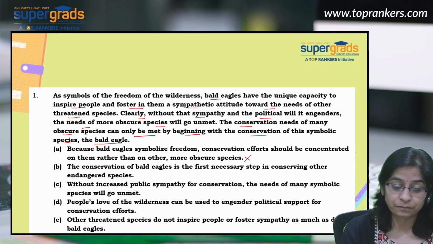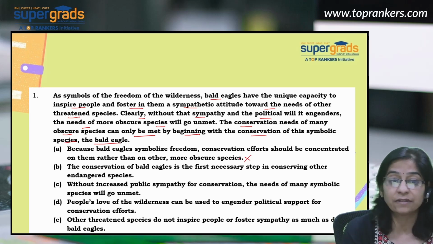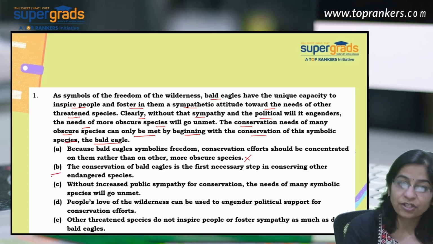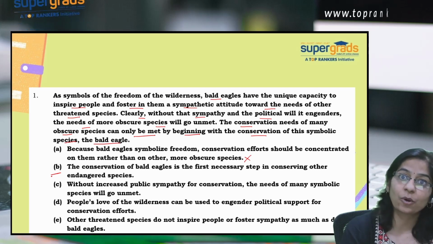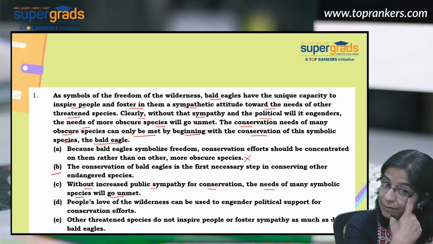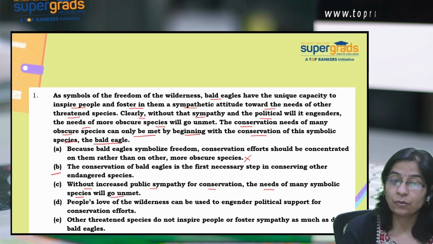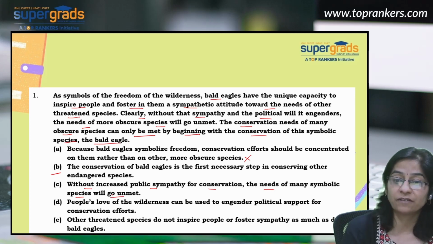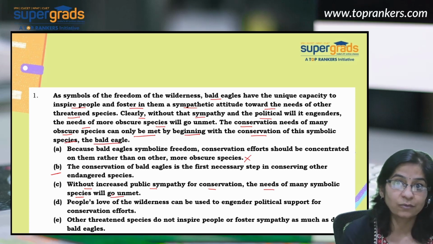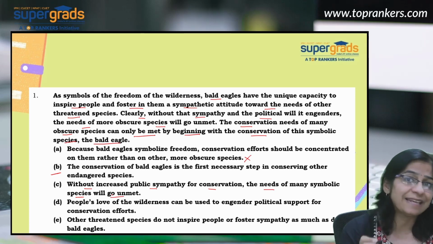It's not the answer. The conservation of the bald eagle is the first necessary step in conserving other endangered species. Looks like a good answer choice, but never jump to conclusions. Take a look at the other options also before you finalize the answer. Without increased public sympathy for conservation, the needs of many symbolic species will go unmet. It says that if we can't engender public sympathy for conservation, the needs of many symbolic species will go unmet. Looks like something that the writer was saying, but it's a broad, generic statement.